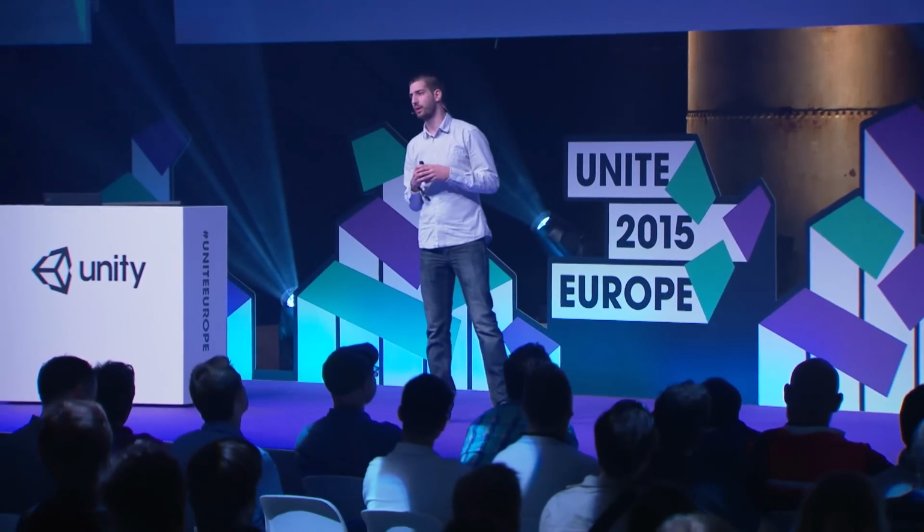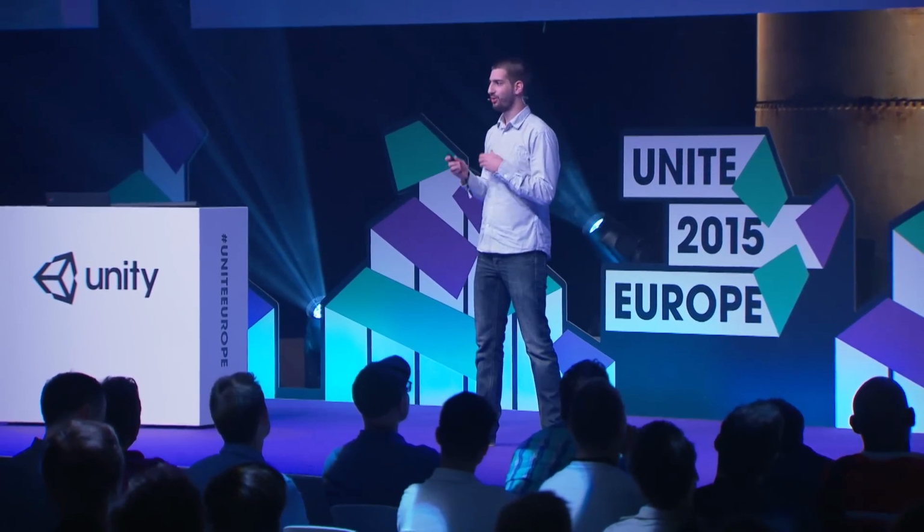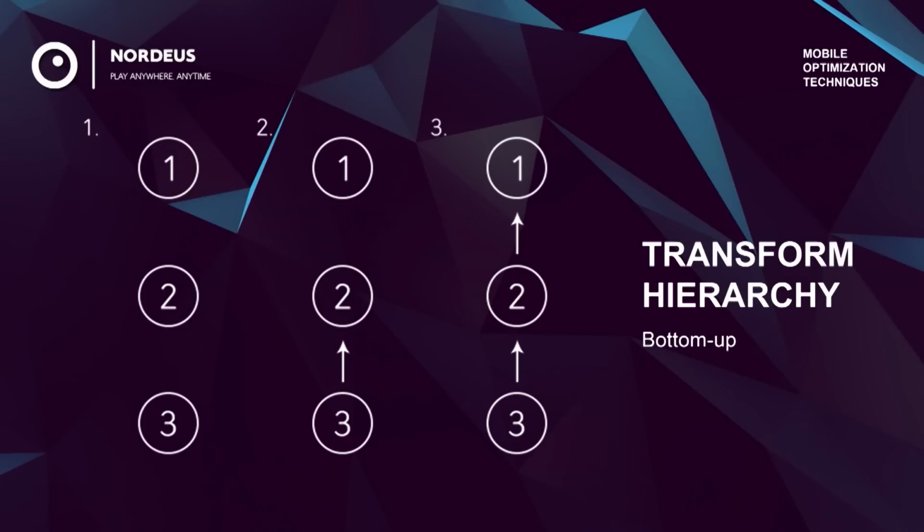And when you're reconstructing a hierarchy from code, you can go about two ways. If you're using a simple recursive algorithm, you're going to end up reconstructing it bottoms up. So for example, transform number 3 gets attached to transform number 2, then the entire 2 subtree gets attached to transform number 1. The other way around would be top-down, where you would attach transform number 2 to transform number 1, transform number 3 to transform number 2, and so on.